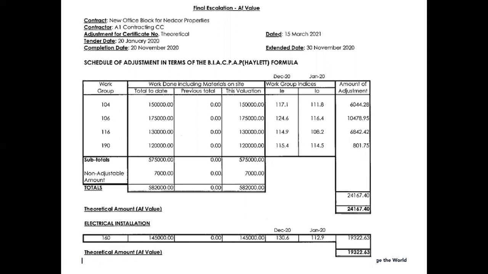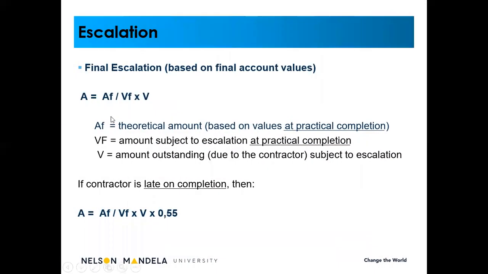And remember now, we are busy with final escalation. In other words, the contractor is now already off-site. Now you prepare your final account, 90 days to complete that. So therefore, you've got your draft final account, and based on that values, you're going to determine the final escalation. So to get to the final escalation, I need to determine that AF value, right? So the AF value is the values at practical completion, and the only difference is that the previous totals is a 0.